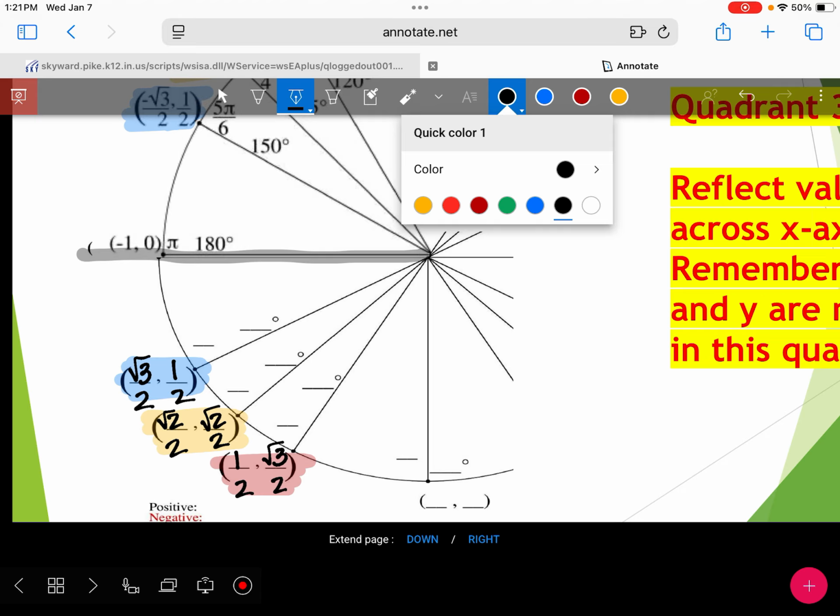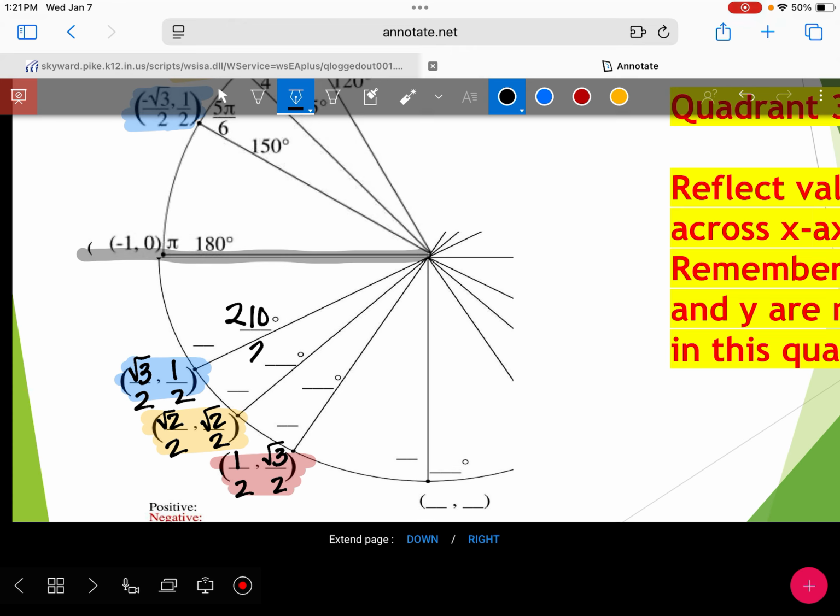What's 180 plus 30? 210. Then 180 plus 45, 225. 180 plus 60, 240. And then down here is my 270. Okay, now we're in quadrant 3.